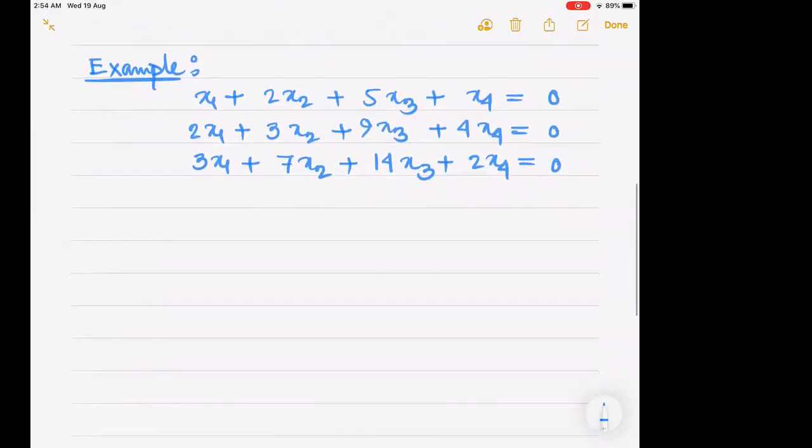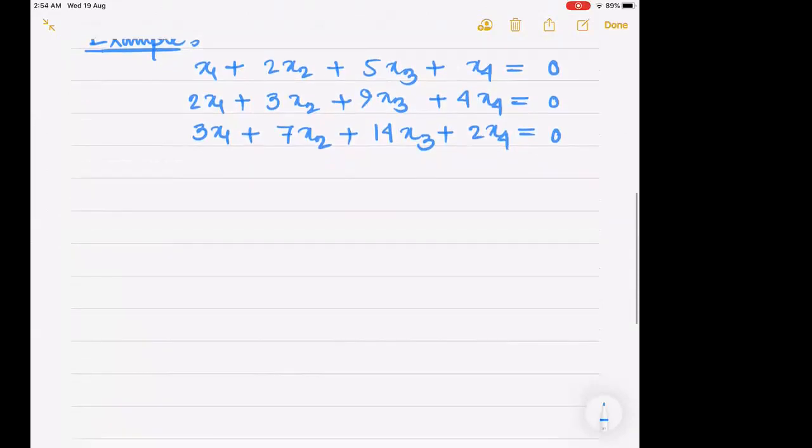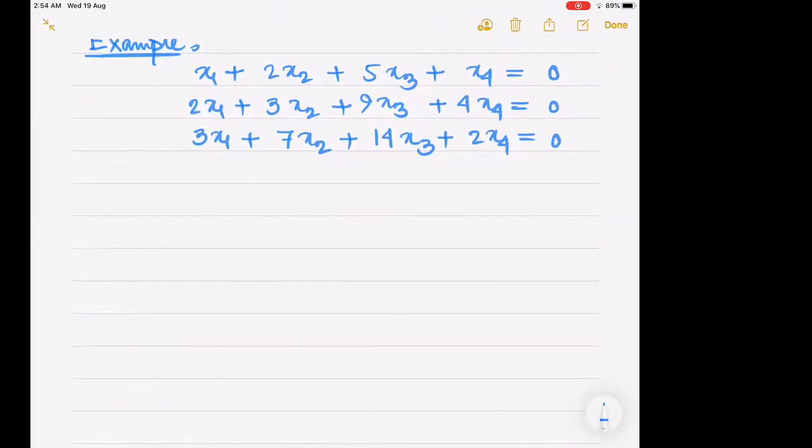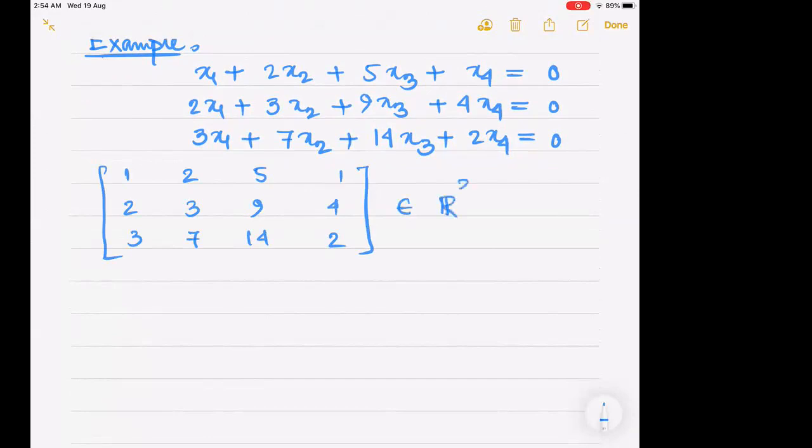I'm going to write this first as a matrix. So what is this matrix here? The coefficient matrix is going to be 1, 2, 5, 1, then 2, 3, 9, 4, then 3, 7, 14, 2. This is my 3 cross 4 matrix, so I'm going to write that this is a matrix in R^(3×4). I'm going to perform row operations on it to convert this matrix into its row reduced echelon form.